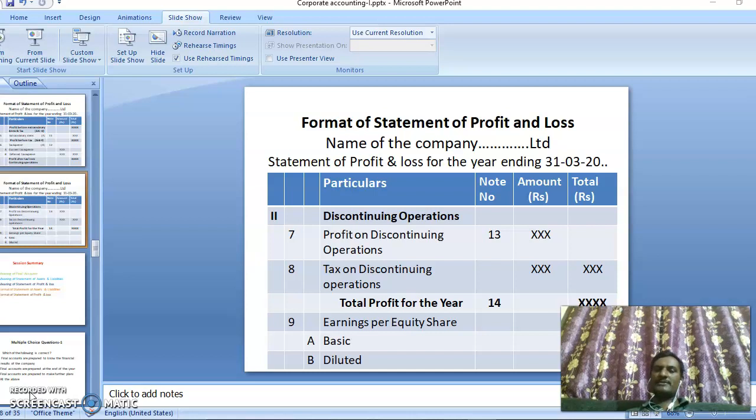And after getting the total profit for the year, we will get the earning per share. Earning per equity share can be computed in two categories. One is the basic and another is diluted. So this is the overview, the overall procedure.